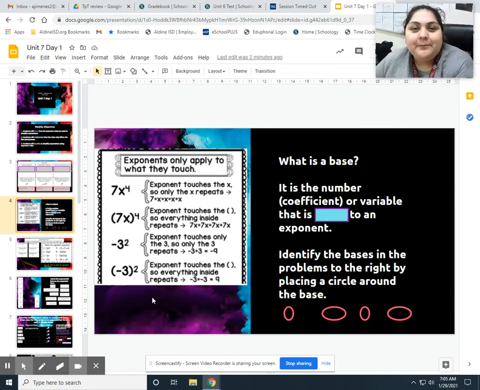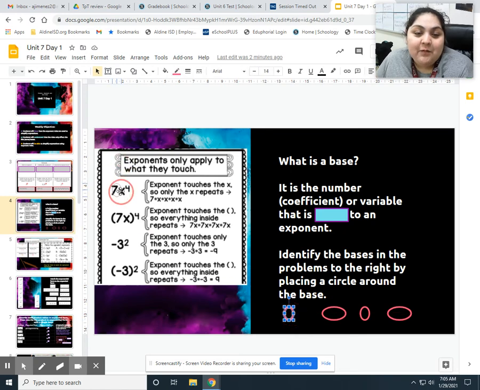Now, what is a base? It is the number or the coefficient, so like it could be 7x, or a variable. Okay? So it could be a number, which is just either a coefficient by itself, or it can be a variable, and that is the blank to an exponent. And since we're saying base, we would put base right there. Identify the bases in the problems to the right by placing a circle around it. Okay, so let's see. The x would be it, so I would place my circle in there. My whole entire parentheses, only the 3, and then the whole entire parentheses. Okay?